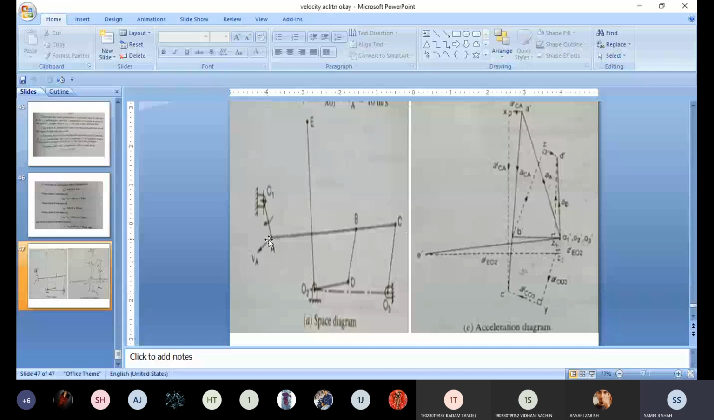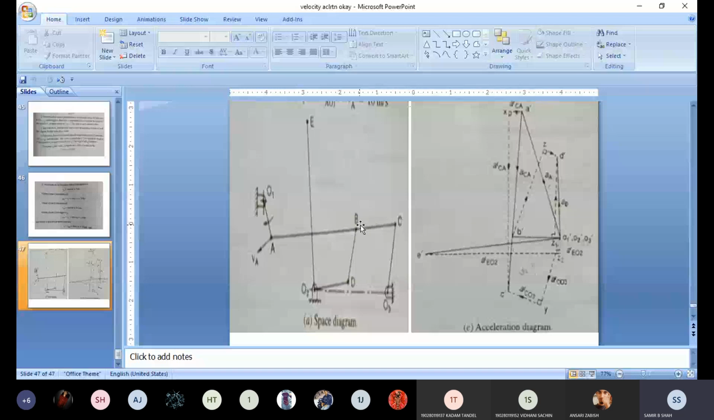Now join A dash with C dash. This is nothing but the acceleration of C with respect to A. It means we have already finished the acceleration of link O1A, link AC and link O3C. Now we talk about B.